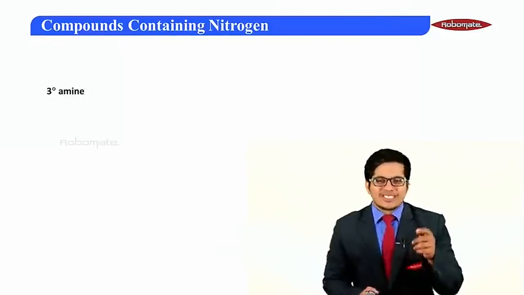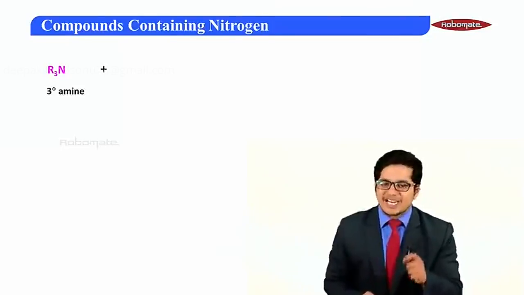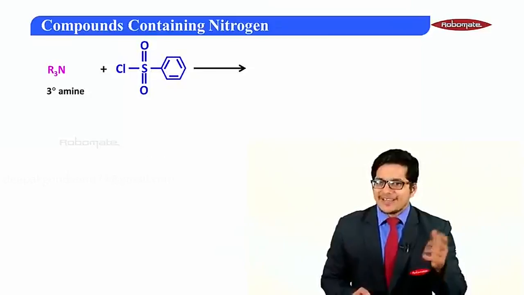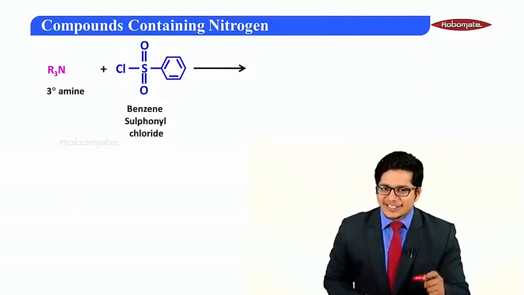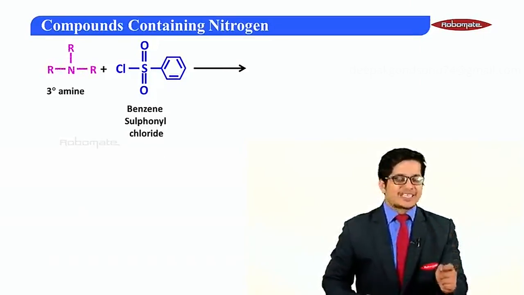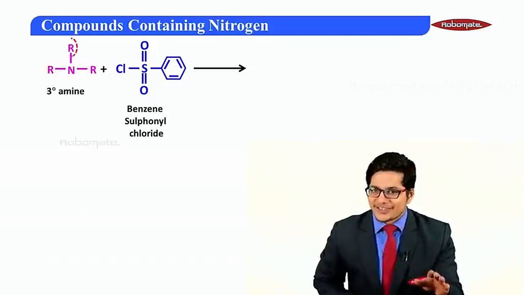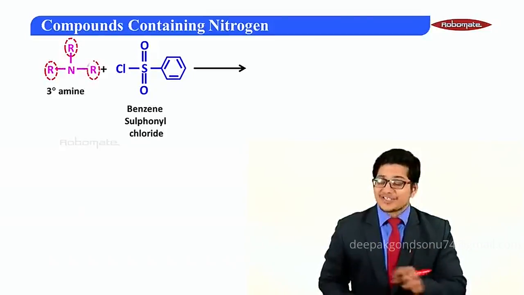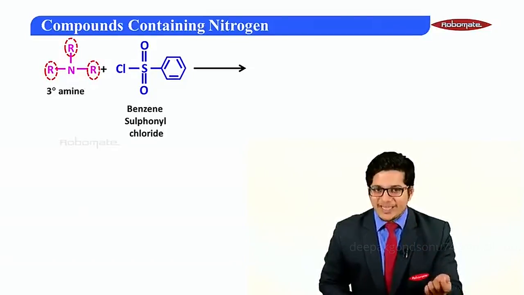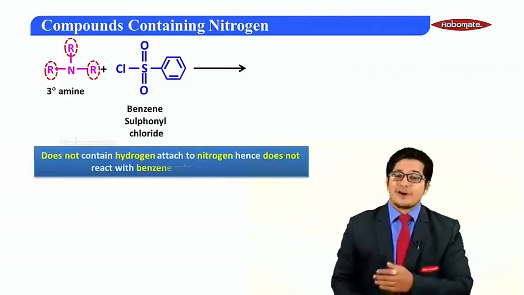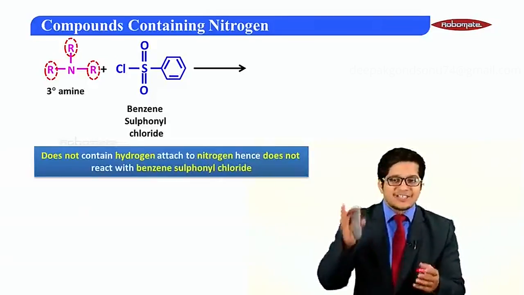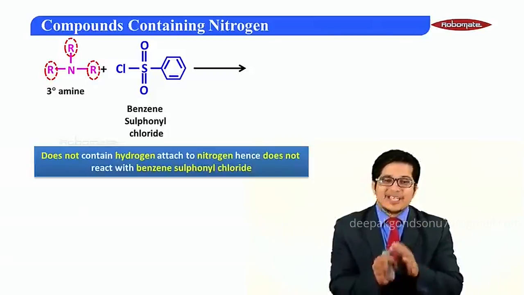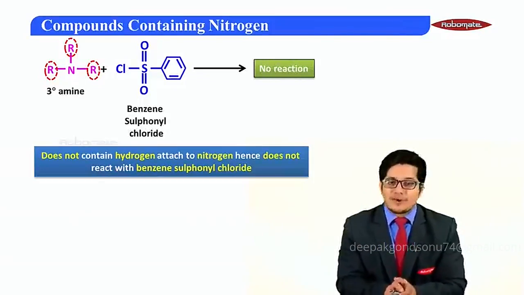Let's move towards the tertiary amines. Let's take R3N and treat it with benzene sulfonyl chloride. Now what would happen? Does a tertiary amine have an active hydrogen? No, it does not. All of them are R groups. So if there is no active hydrogen, would there be a reaction? No, there would not be a reaction between a tertiary amine and benzene sulfonyl chloride. Hence, you would get no reaction.